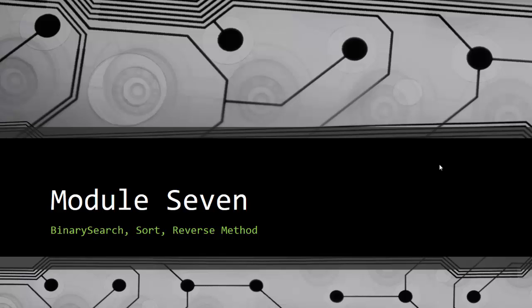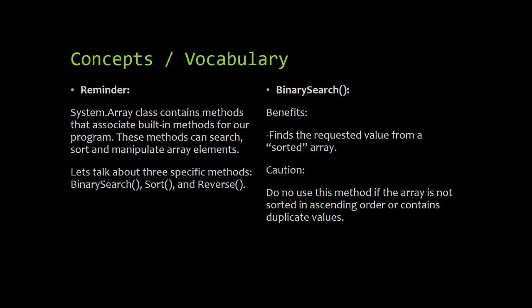Now I understand we haven't talked about methods yet, but for this lesson, it's important to understand at least three of them: the binary search, the sort, and the reverse method. As a reminder, the System.Array class contains built-in methods for our program, and these methods can search, sort, and manipulate array elements.